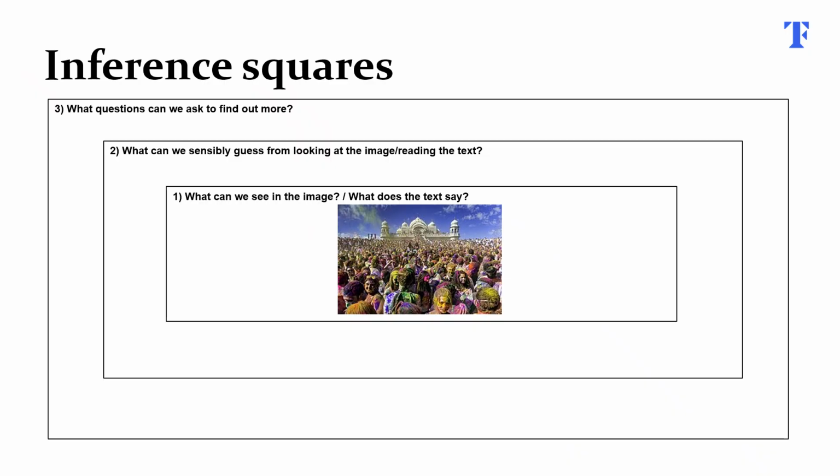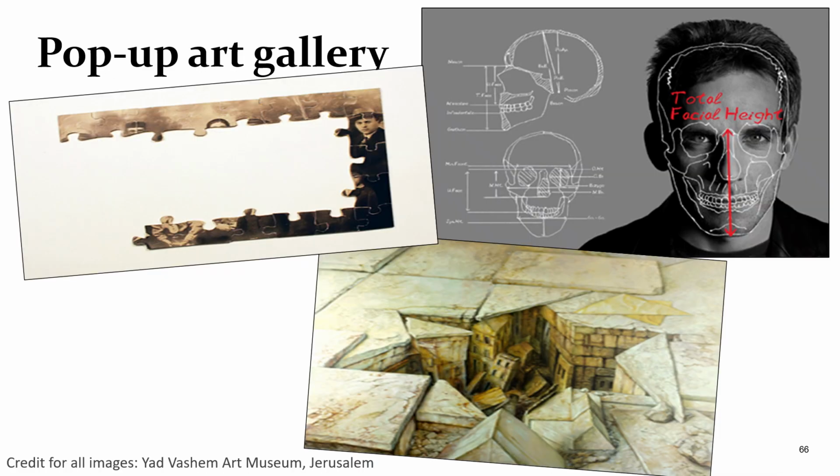So here's an example. Inference squares encourage pupils to extract as much meaning from an image as possible, gradually moving from the known, so what they can see, to the unknown. And you can also use this with short textual extracts. The previous example asked pupils to interpret a still photograph with relatively little in the way of intentionally created symbolism beneath it, yet it still required a huge amount of background knowledge for any pupil to make sense of it.